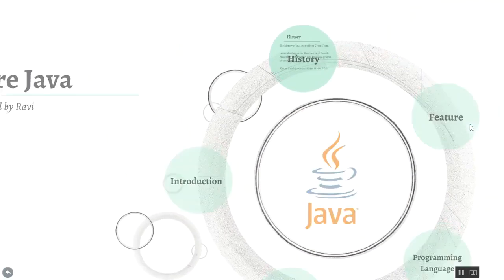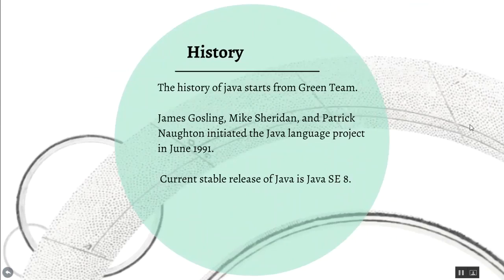Okay. The second thing is history. Java history is very interesting. The history of Java starts from the Green Team. Java team members, also known as the Green Team, initiated a revolutionary task to develop a language for digital devices such as televisions and set-top boxes.